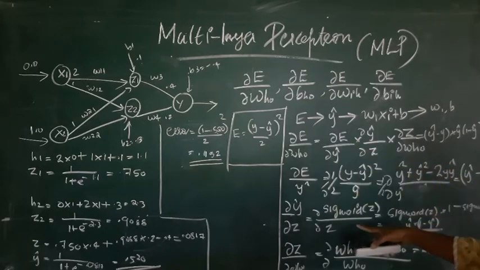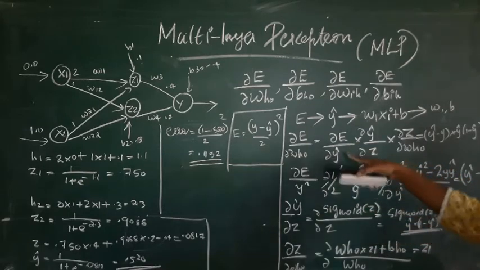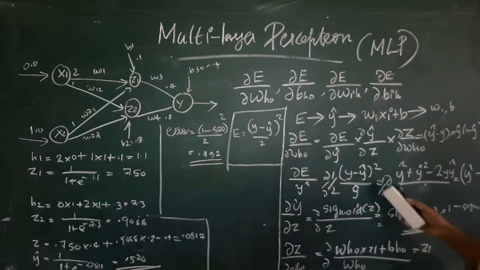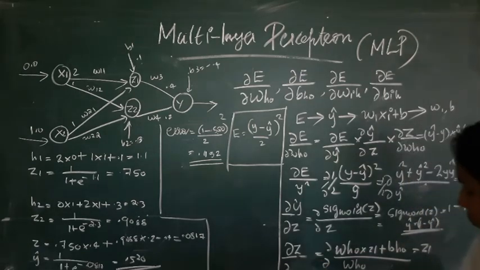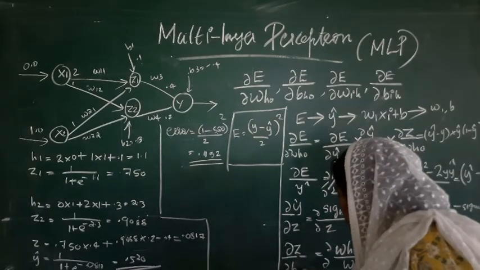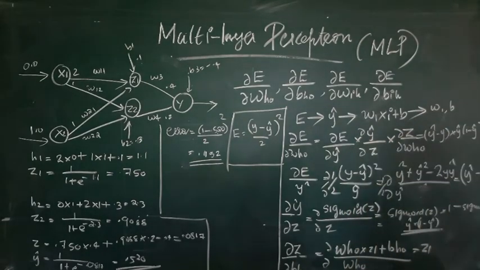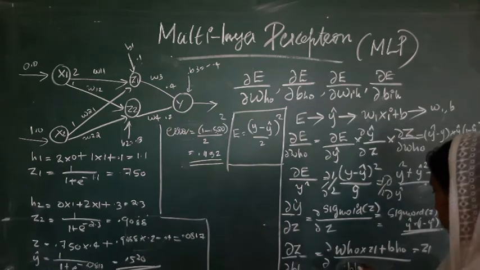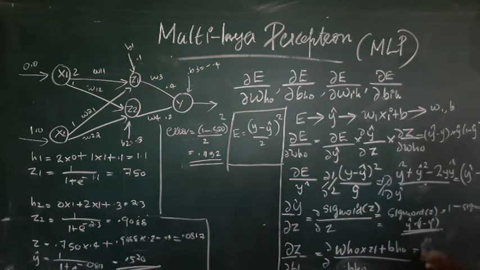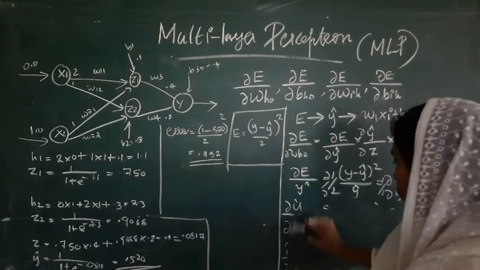So these two parameters remain the same, right? dou E by dou y cap is the same, and dou y cap by dou z is the same. The only parameter which changes is, instead of weight, we have to take the bias here. So when we take the partial derivative with respect to bias, we will just get the value 1 here, right? So that's the only difference. All the other components are the same. So we will write down the result for that too.